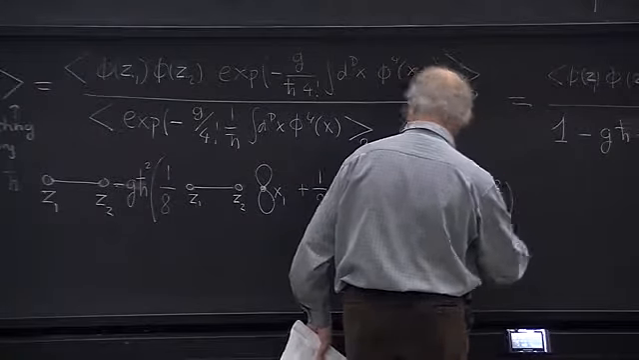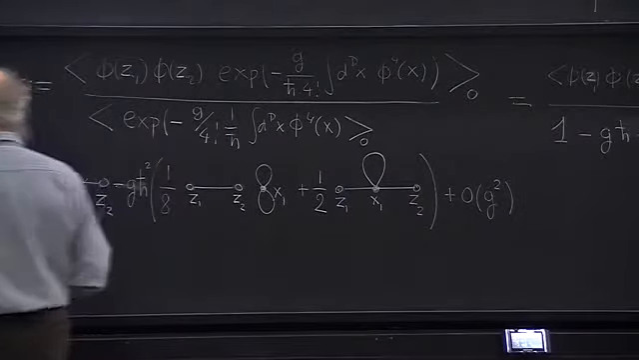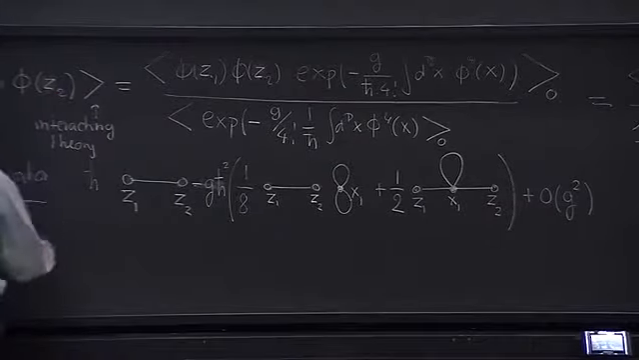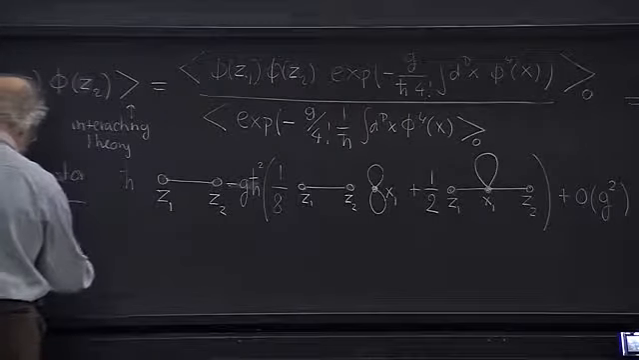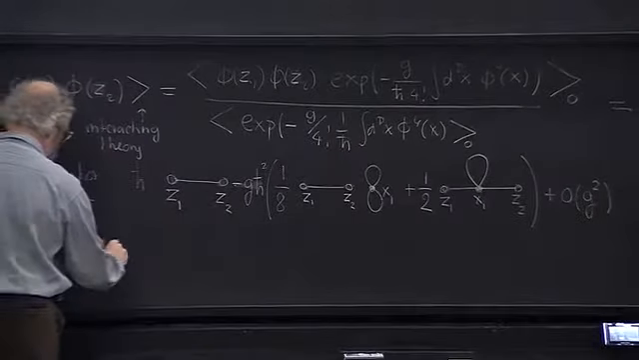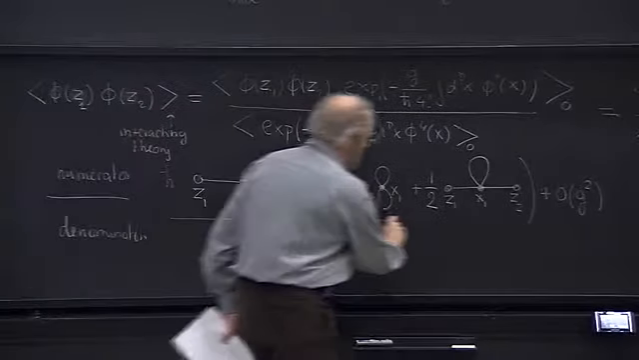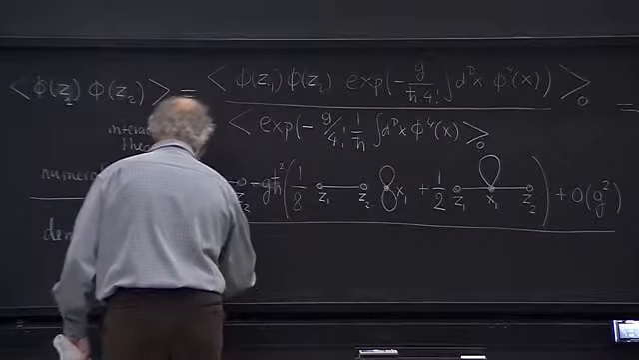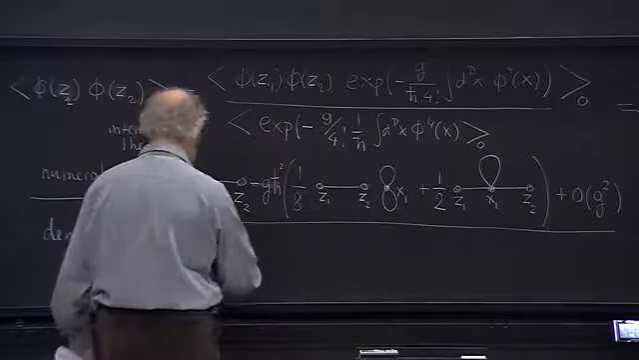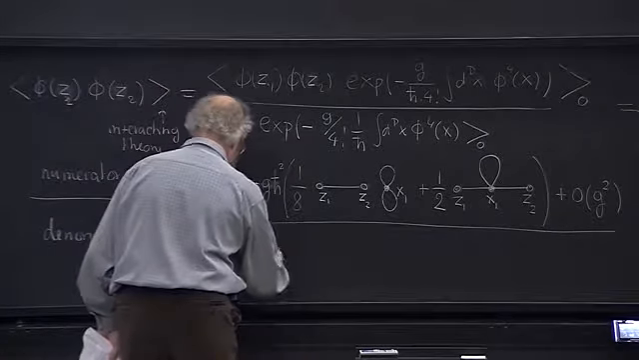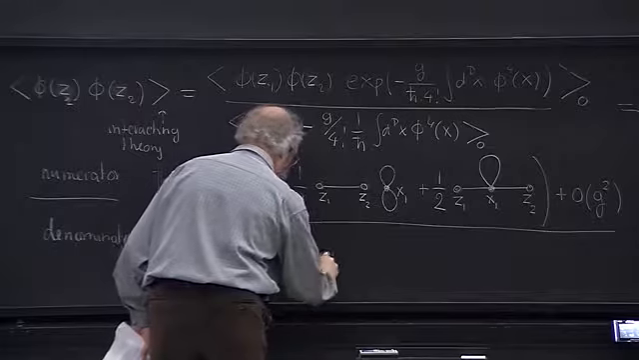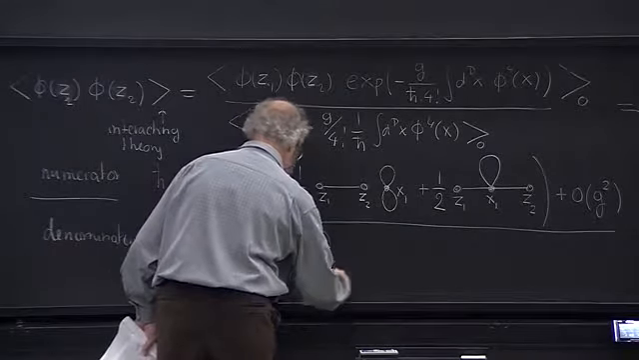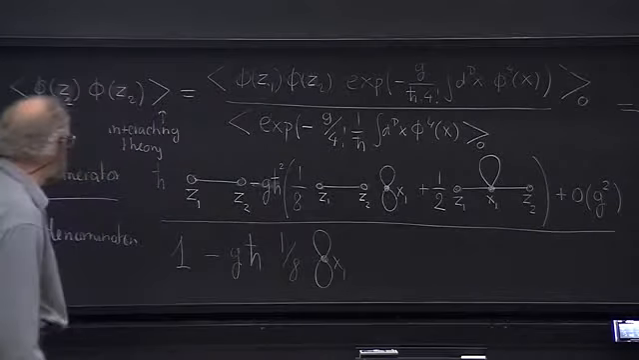And then you are going to have the next term. Okay, so this is the numerator. And remember, the denominator of this big expression is 1 minus g h bar 1/8 times this diagram, integrated over x1. Okay?